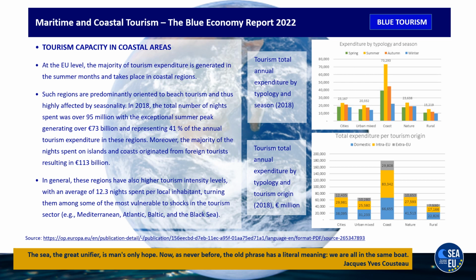At the EU level, the majority of tourism expenditure is generated in the summer months and takes place in coastal regions. As you can see in these pictures, both nights spent and accommodation in coastal areas are mainly located in very highly vulnerable regions. These values actually show how vulnerable coasts and islands are to impacts in the tourism sector, for example, the COVID-19 pandemic, especially when considering that tourism-related activities in coastal areas contribute to about 40% of total employment.